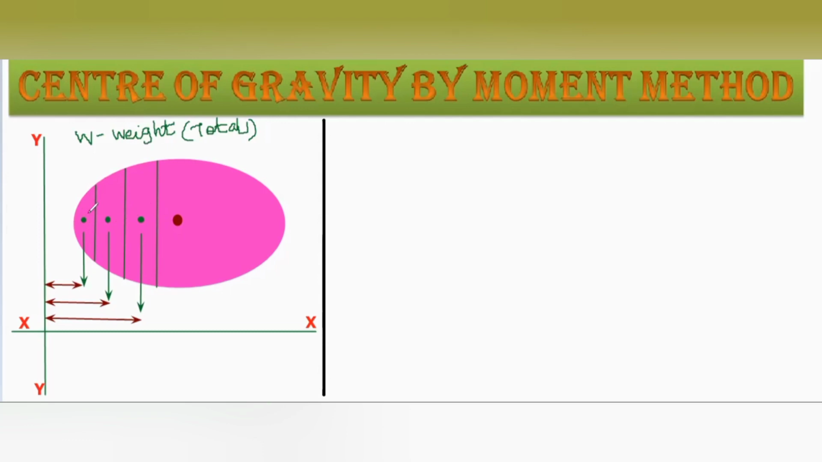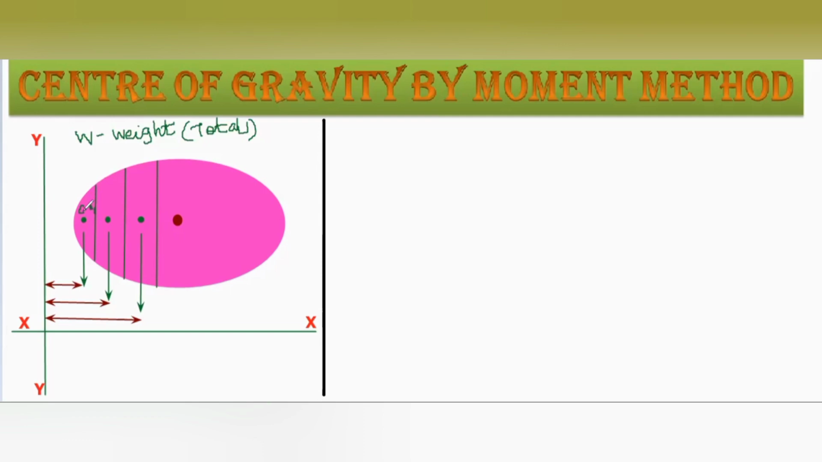Here, for example, this will be the first strip, and second strip, third strip, like that. And here the small dots show the centers of gravity of the particular areas. For example, this will be the center of gravity CG1 of that particular area.